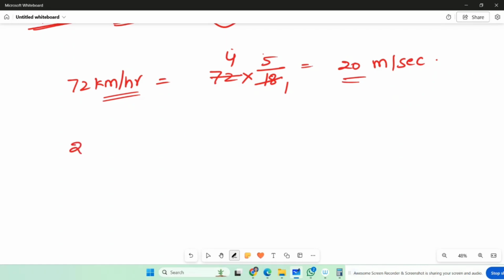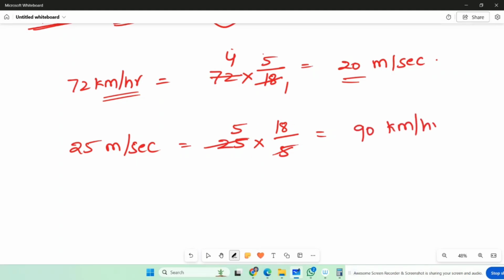The same way, let's see another example. 25 meter per second convert into kilometer per hour. We know that speed is 25 and this is the smaller unit. To convert smaller unit to bigger unit, we multiply by 18 by 5. We just reciprocal it. So 5 times 5 is 25, 18 times 5 is 90. So 90 kilometer per hour.